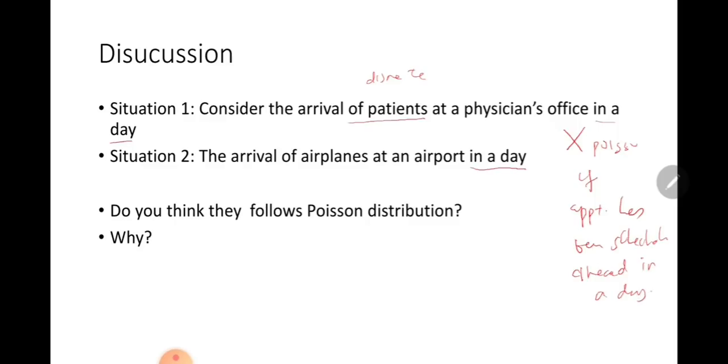Alright, the second situation is that the arrival of airplanes, selalunya pun sama juga, it's not random, betul tak? Sebab selalunya the airlines has scheduled all the flights that were going off in a day. So the occurrences of the arrival of planes is also not random. So situations 1 and 2 are not following Poisson distribution, okay. So that is why.